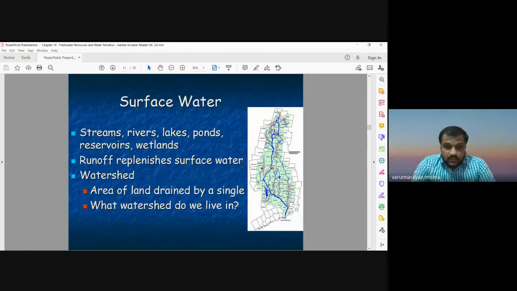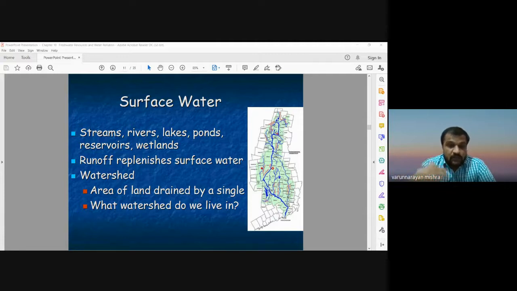So surface water, as we all know, includes streams, some major rivers, lakes, ponds, reservoirs, and wetlands. All the water which is present on the earth's surface is considered surface water, and it is the most important source of water. Because of surface runoff, when water runs off from the surface, it is used to replenish the surface water, and that you can call a watershed.